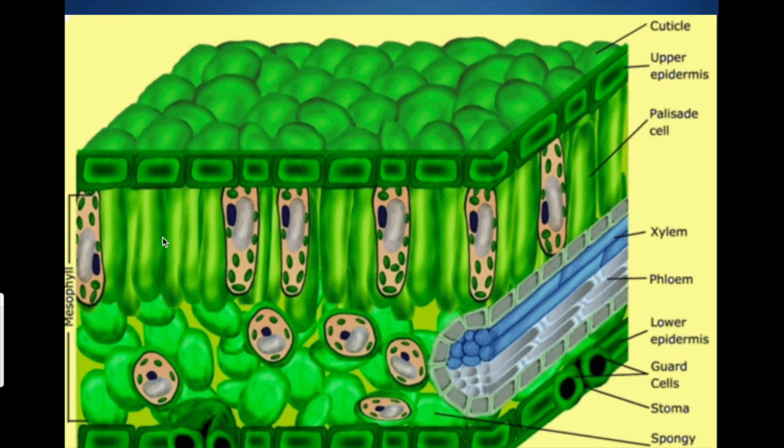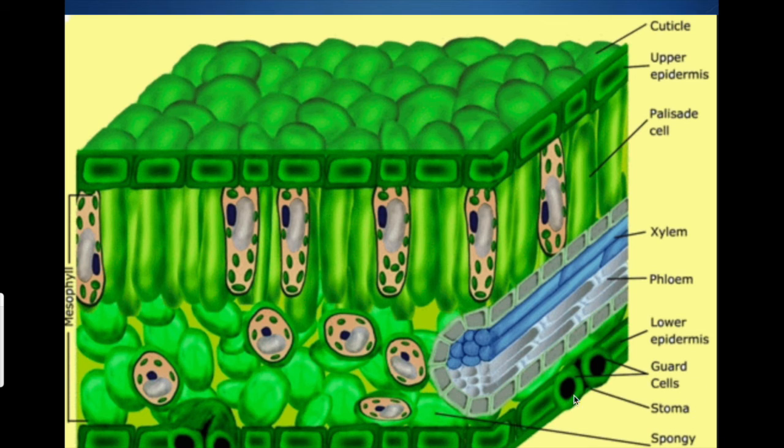This top part is all palisade, meaning upper. We call this the palisade mesophyll, okay? This right here is a palisade cell. This area is called the palisade mesophyll. This area, because it's got little holes and spaces, is called the spongy mesophyll. You can see that here, okay?